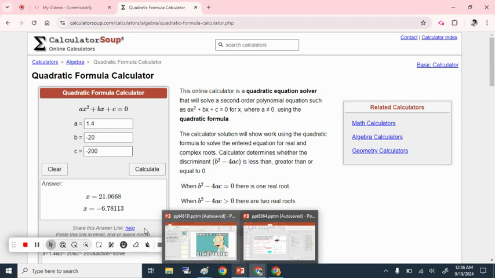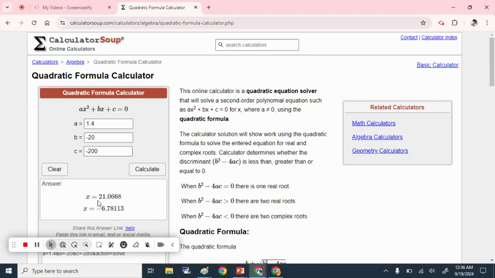Again, we want to pick an answer that's positive because we're trying to solve for time. Time cannot be negative, so the answer that's negative 6.7 is super whack. So don't pick that answer. Time has to be positive. It's a scalar.